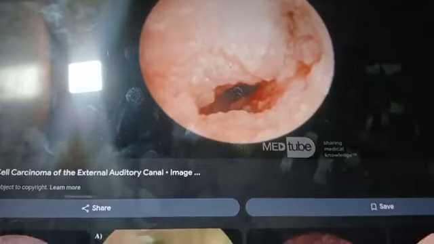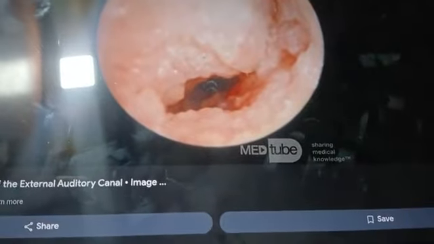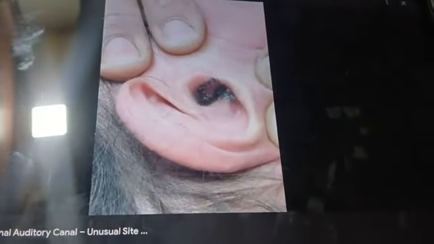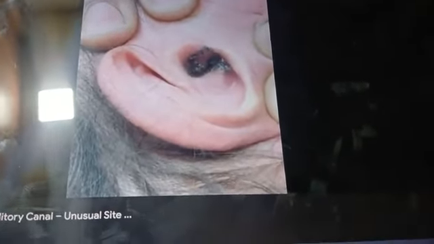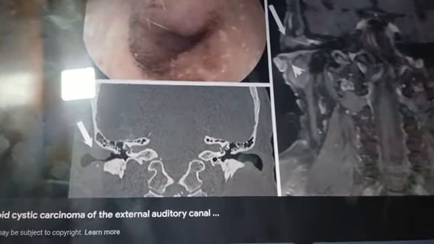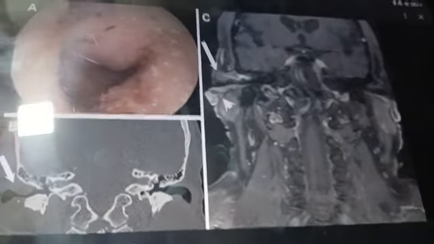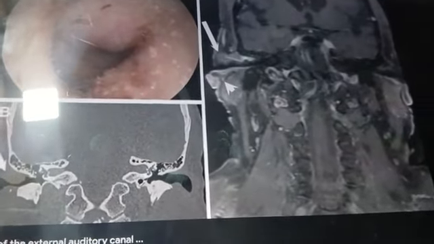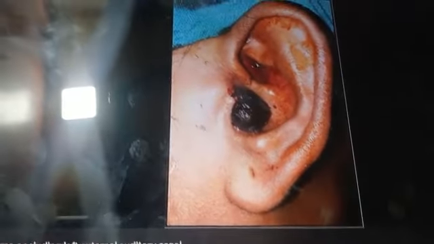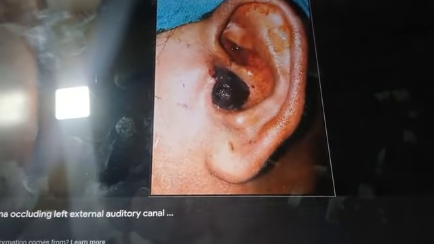And this is the squamous cell carcinoma of the external auditory canal. That's the basal cell carcinoma of the external auditory canal. You can appreciate over here the adenoid cystic carcinoma, that is adenocarcinoma. These are some MRI and CT scan images. And this is the malignant melanoma of the external auditory canal. As you can see, it has occluded the entire external auditory canal.